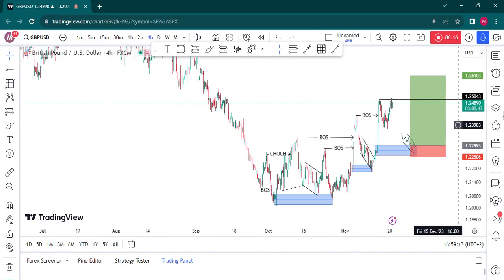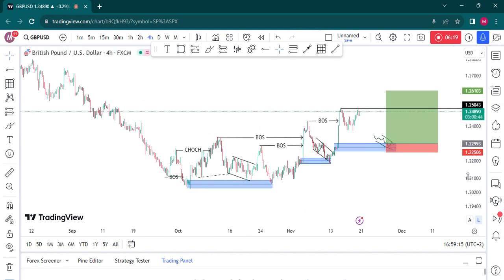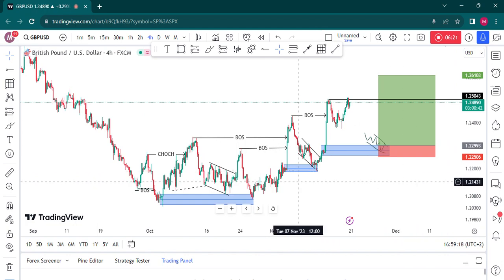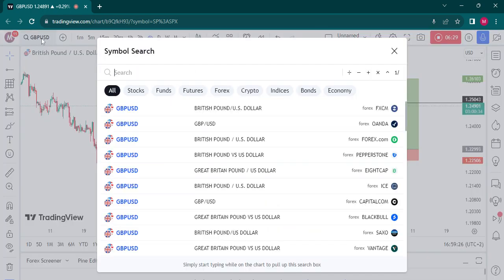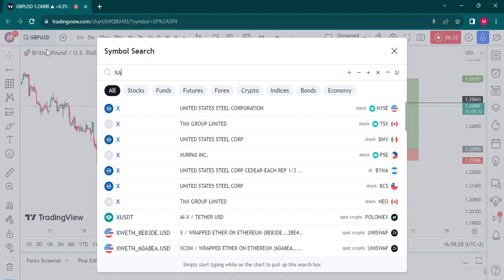So I think with GBP USD, guys, this is what I have. I still believe that it's going to keep on pushing to the upside. So the other pair that I want to share with you is actually gold.